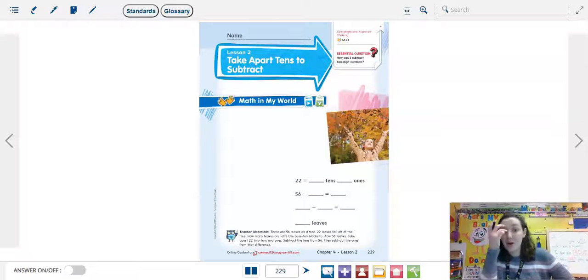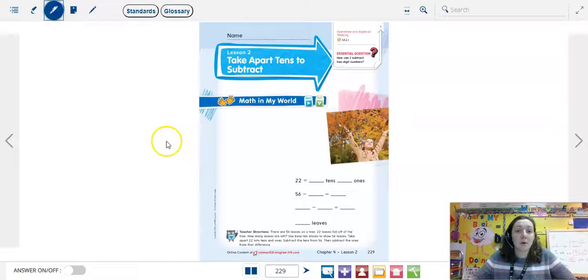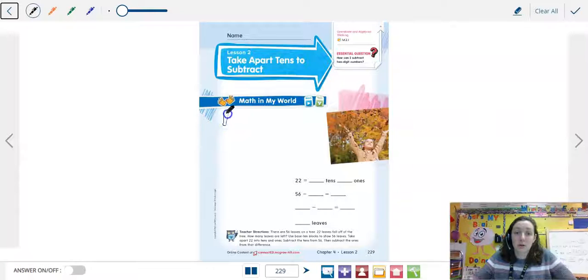For this first page it says there are 56 leaves on a tree. 22 leaves fall off the tree. How many leaves are left? They want us to show 56 leaves using base 10 blocks, which are the sticks for 10. So I'm going to do 5 sticks to show 50, and 6 cubes, my ones, to show 6. Then it says take apart 22 into tens and ones, and then subtract the tens from 56.